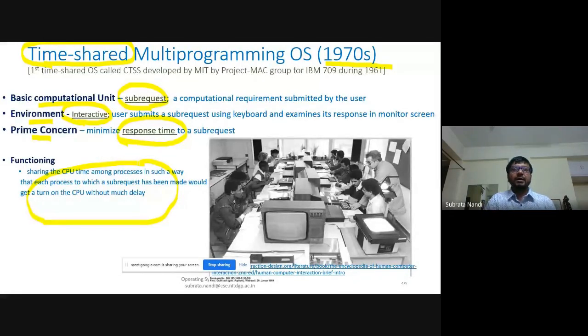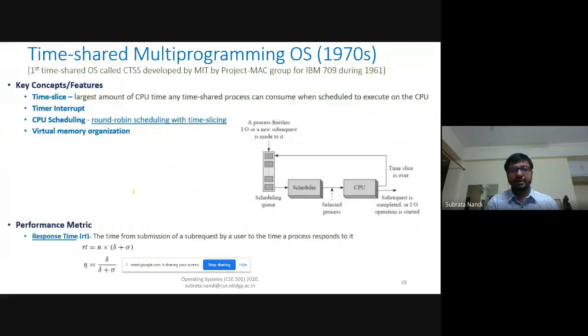Okay, so that's the idea, because users are more and more interactive. So CPU bound processes are very few. Users are more interactive, and to accommodate them, there is no point of having that kind of priority based scheduling. Okay, so the CPU time is shared among processes in such a way that each process which has made a request gets a turn on the CPU without much delay. So that was the basic objective.